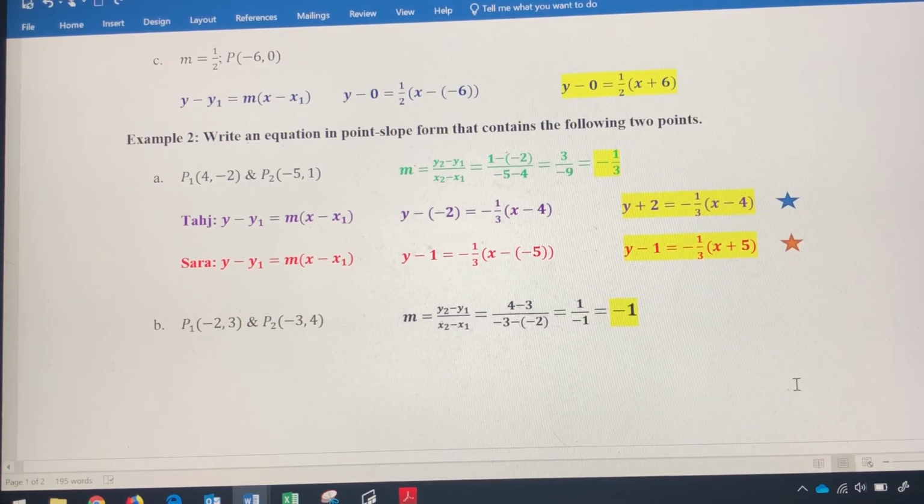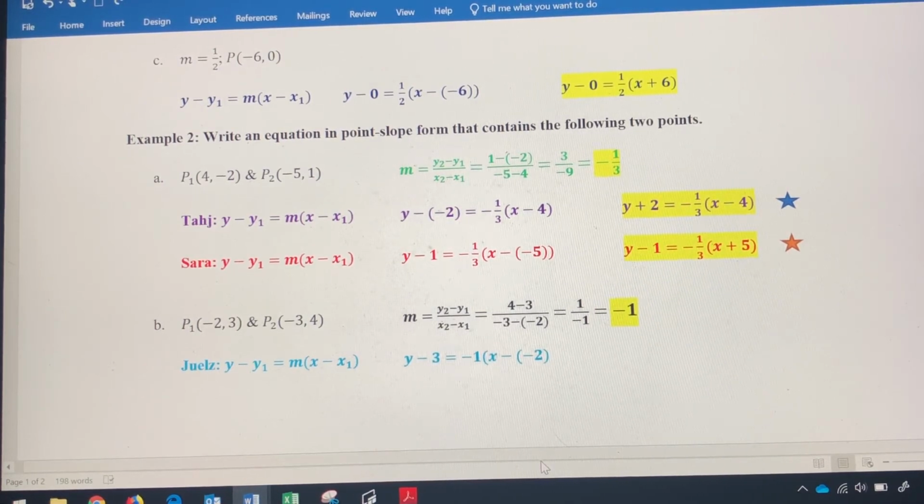So again, we've got 2 possible answers based on the given information here. So let's say Joel uses point 1. So he would plug in the y coordinate here, 3. The slope we found was negative 1. And then for the x, he would plug in the x coordinate for point 1. So he would replace x1 here with negative 2. Okay, there should be another parenthesis here.